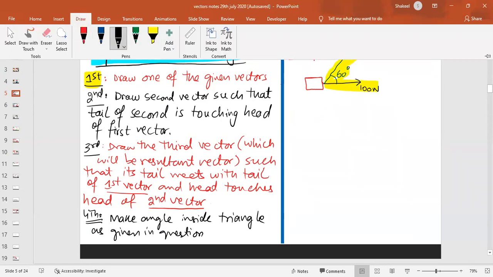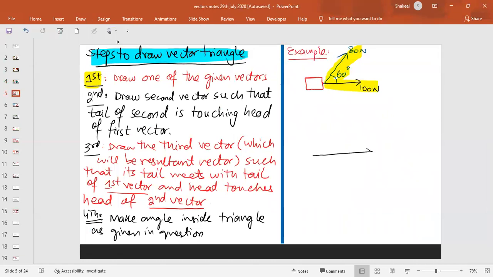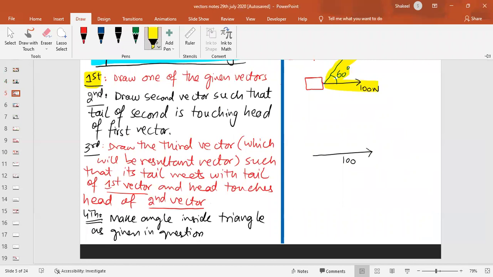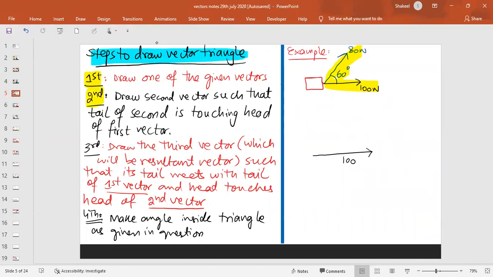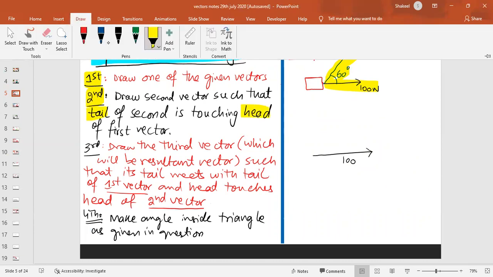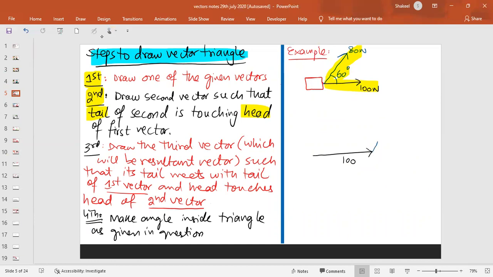Okay, so how to proceed with it? The first point is draw one of the given vectors. So I'm going to draw 100 Newton. You can't change the direction. You have to draw the vector in the same direction. Now, the second is you have to draw a second vector such that the tail of the second is touching the head of the first. This is known as the head to tail rule. So for the second vector, you have to draw it like its tail is meeting the head of the first. So this is your second vector, and you can write 80 Newton over there.